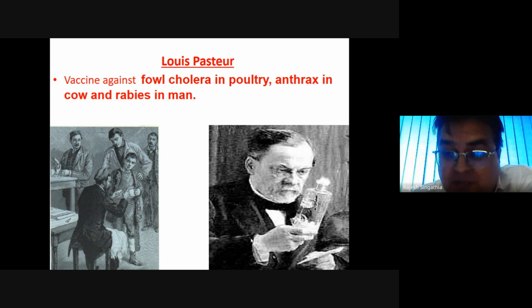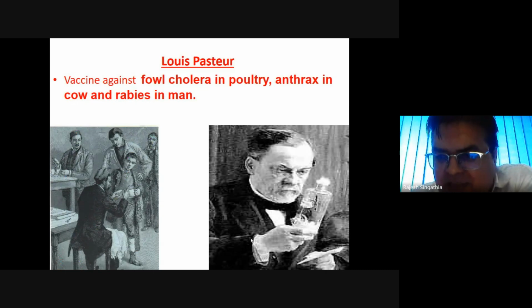This culture of chicken cholera organisms lost their pathogenicity and retained an attenuated character over the course of many generations. So he inoculated the chickens with the attenuated form and demonstrated that they were resistant to the fully virulent strain. So he prepared a vaccine against fowl cholera in poultry. On a similar principle, he prepared the anthrax vaccine for cows. In 1879 he was investigating anthrax, which caused an epidemic in France and some parts of Europe.